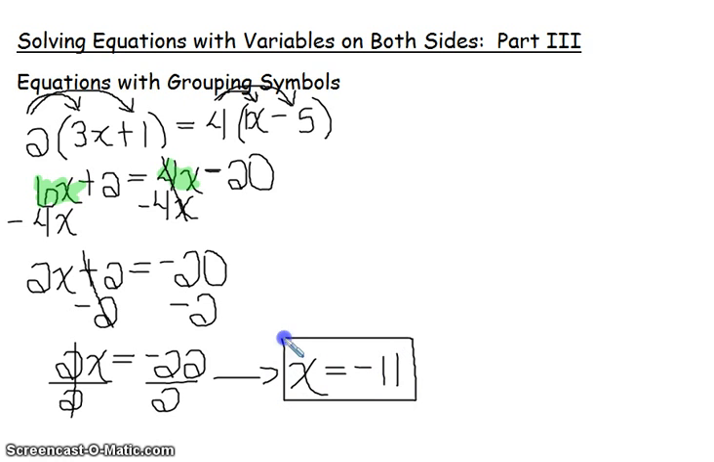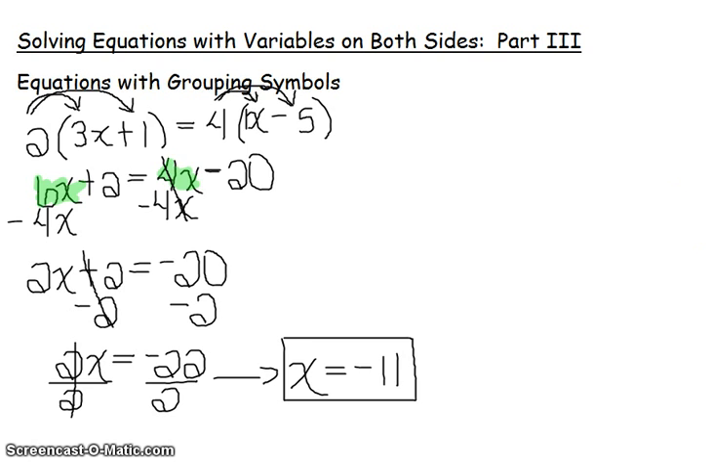It's not a bad idea to go back and double check. You could put that in your calculator here, typing this in exactly the way you see it on the left hand side using negative 11 for x, and then doing the same thing on the right hand side using negative 11 for x. And you should get the same thing on either side of your equal sign, just verifying that you do have the correct answer.